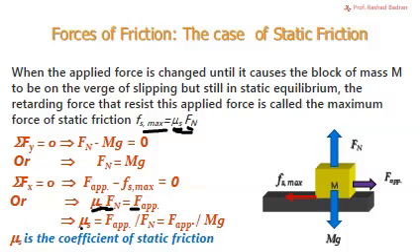From here, we can find the coefficient of static friction as the ratio of the applied force divided by the normal force. And as long as the normal force equals mg from this equation, we put it in here, and we'll get this result, where we can evaluate or determine the coefficient of static friction.